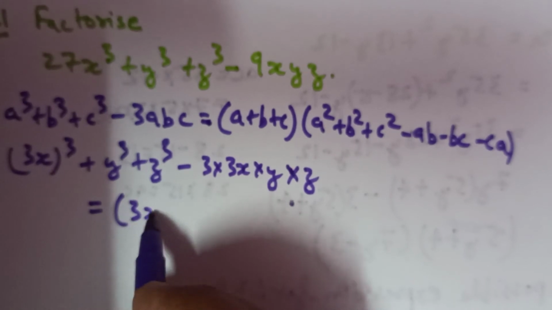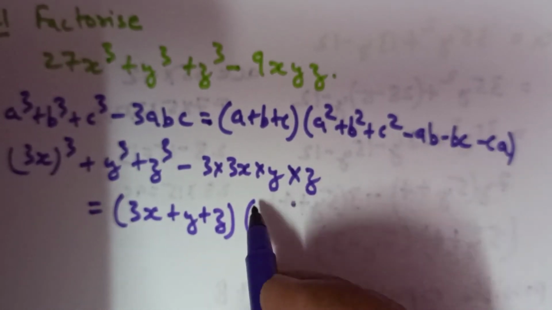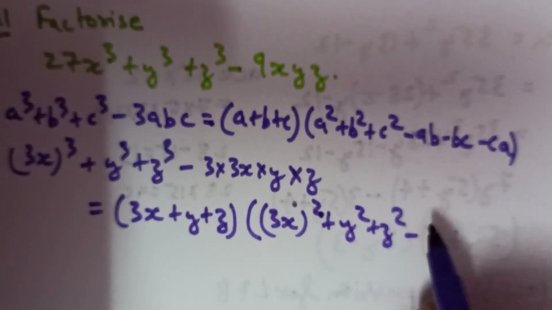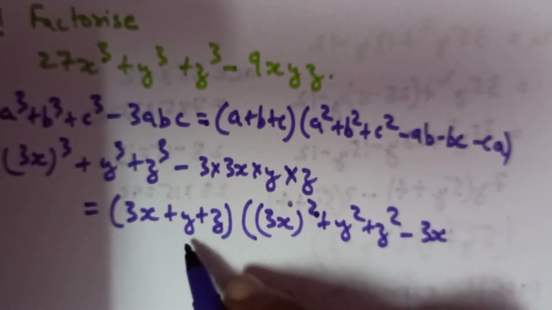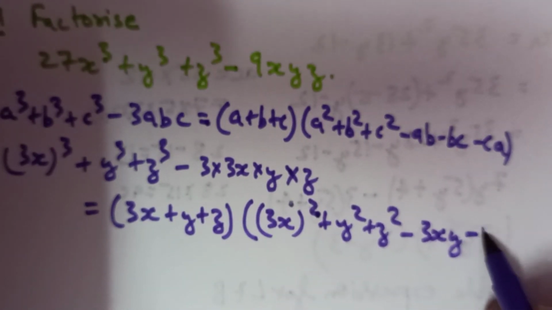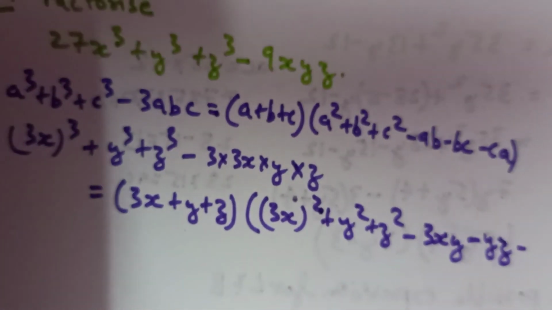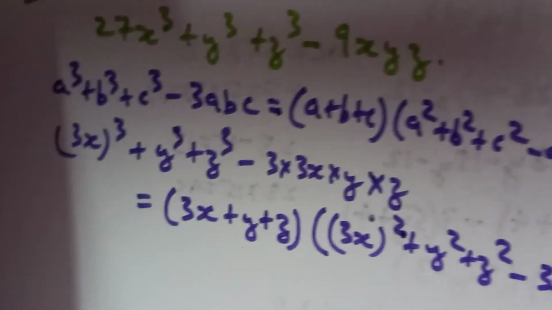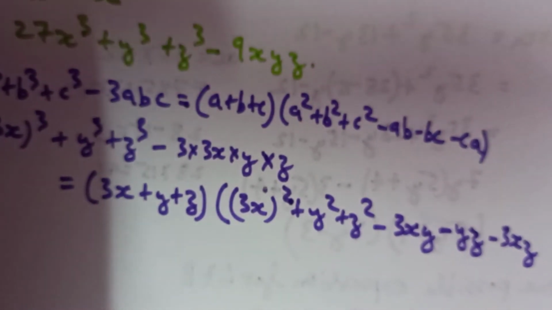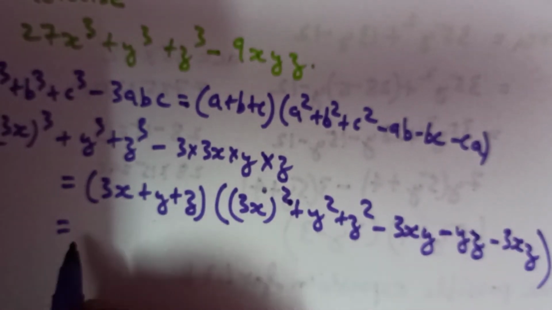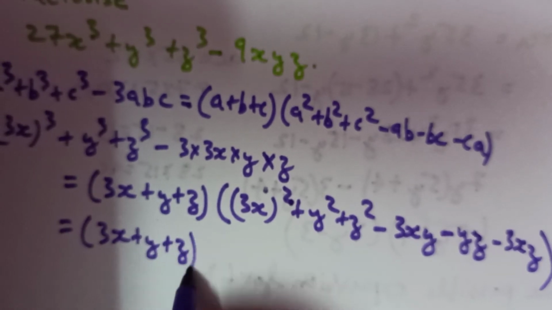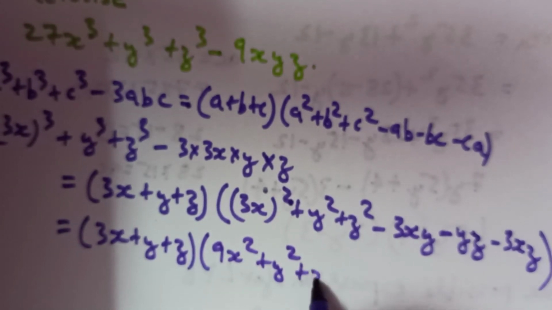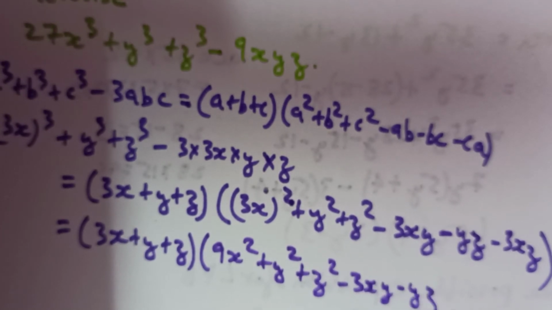So A plus B plus C will be 3x plus y plus z, and A square will be (3x) whole square plus y square plus z square, minus AB, which will be 3x into y, minus BC, which will be yz, and minus CA, which will be z into 3x, that is 3xz. Okay, so on further solving we get the value as (3x plus y plus z) into (9x square plus y square plus z square minus 3xy minus yz minus 3xz).